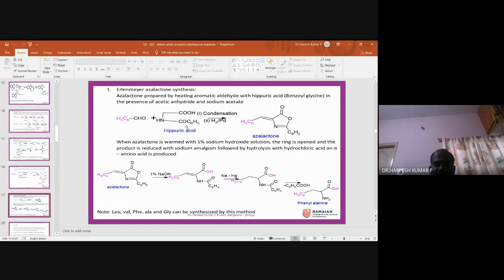C6H5CO is called benzoyl group. NHCH2COOH group is called glycine. So glycine, when it is treated with benzoyl chloride, will give you hippuric acid. So this hippuric acid, when it is treated with benzaldehyde, you will get azlactone.